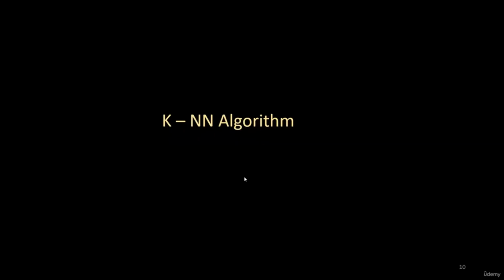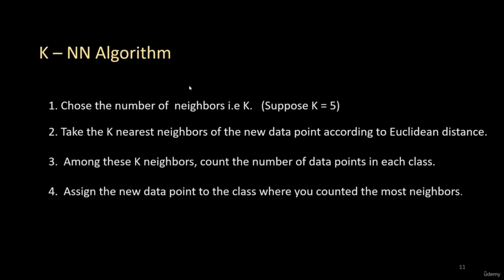In this lecture, we will learn about the KNN algorithm. Basically, we will see the important steps of the KNN algorithm and how we can implement it. These are the 4 important steps of the KNN algorithm. The first step is to choose the number of nearest neighbors, that is the value of k. Suppose we have selected k equals 5. So this is our first step.